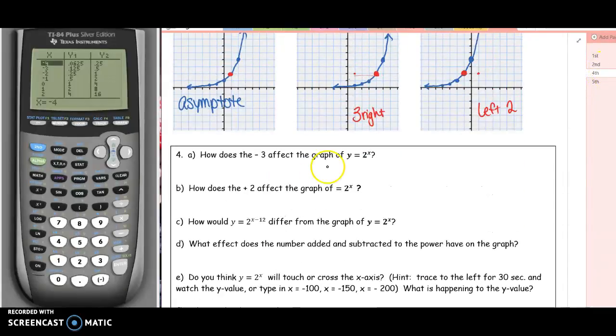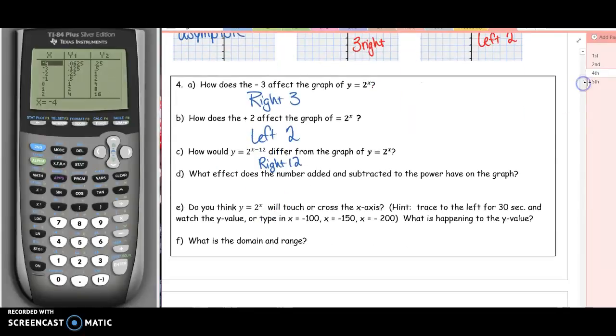How does the minus 3 affect the graph? It moves the graph right 3. How did the plus 2 affect it? It moved the graph left 2. So, if it was minus 12 in the exponent, what do you suppose would happen? It would move right 12. Do you notice that it's backwards? Minus moves to the right, plus moves to the left.